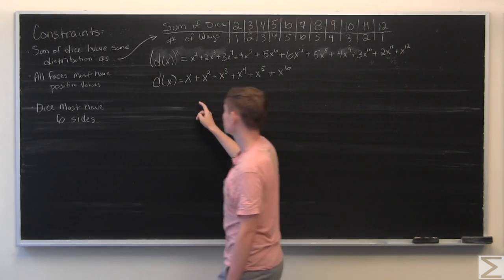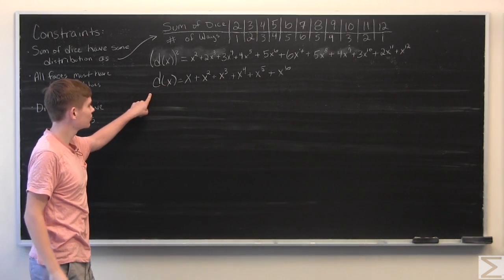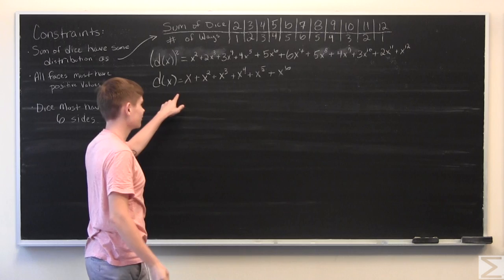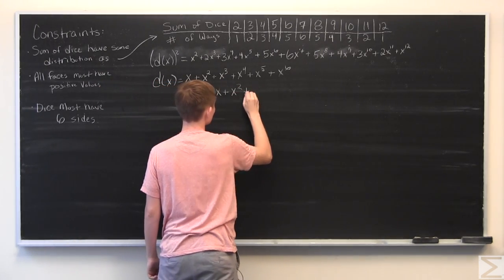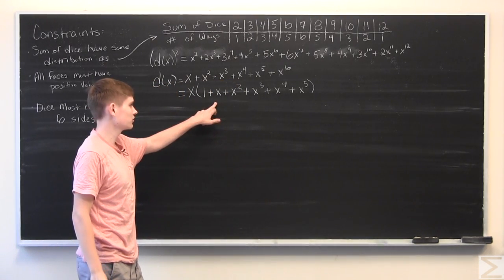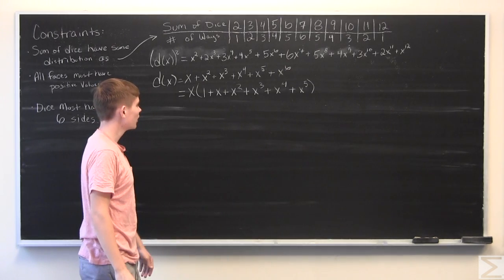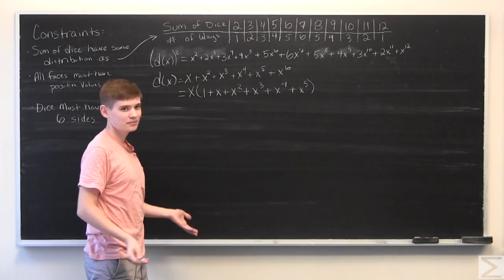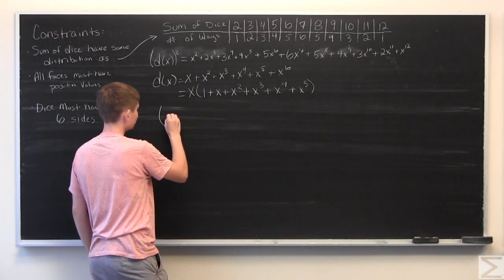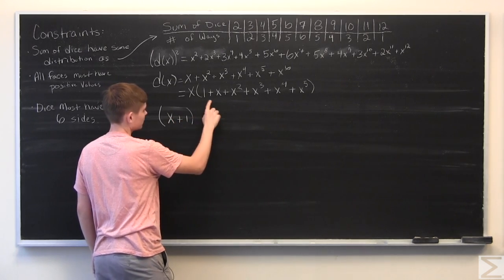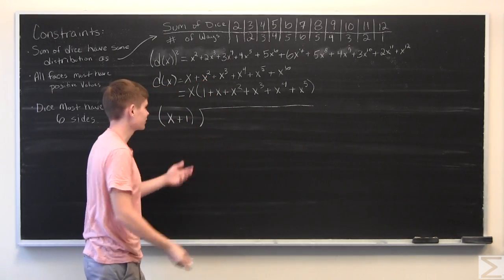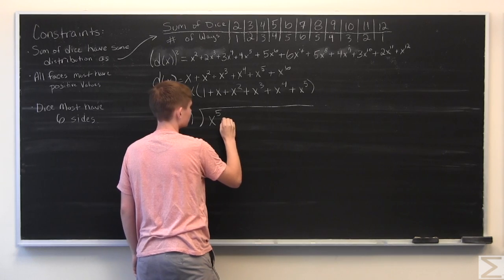And a good place to start is by just factoring d(x). So to get started with this, the easiest first step is to just factor out the x. All right. And now we have to figure out a way to factor this still large polynomial. And for the sake of time, I'm just going to show that x plus 1 is a factor of this. So we'll do some quick polynomial long division, which will not take too long.